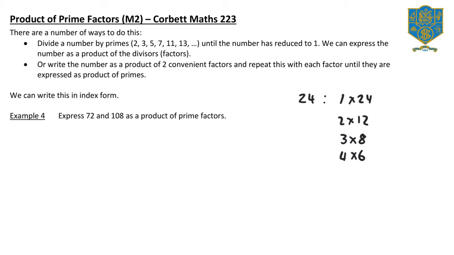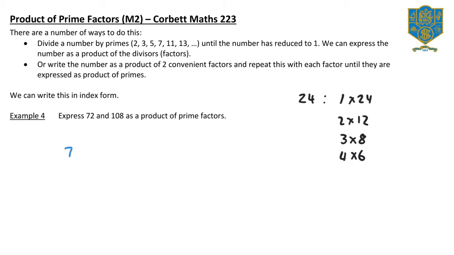So what we do is we divide a number by all the prime numbers. So we start off with 2 and we keep going until we can't divide by 2 anymore. Then we move on to 3 and 5 and so on until the number is just 1. And we can express the number as a product of the divisors. Or what we can do is we can write the number as a product of 2 convenient factors, and then repeat this until each factor is a prime number, and then we can express them as a product of primes. So we'll look and see how we do that in terms of these two numbers. So example 4, express 72 and 108.